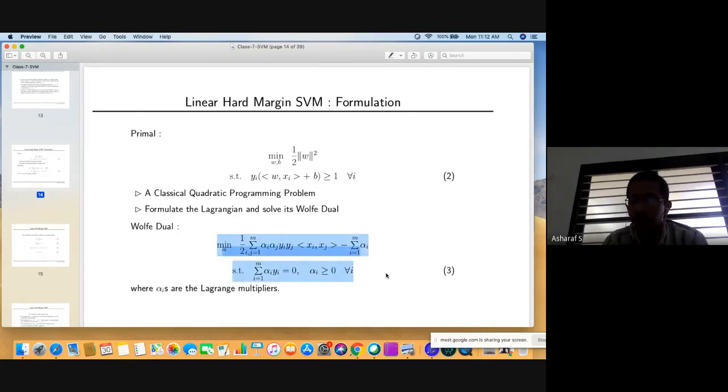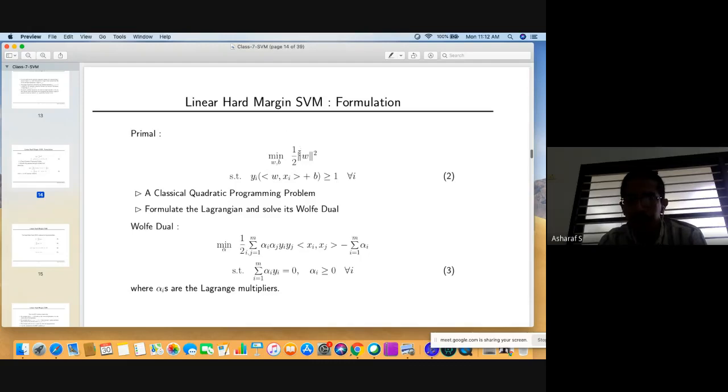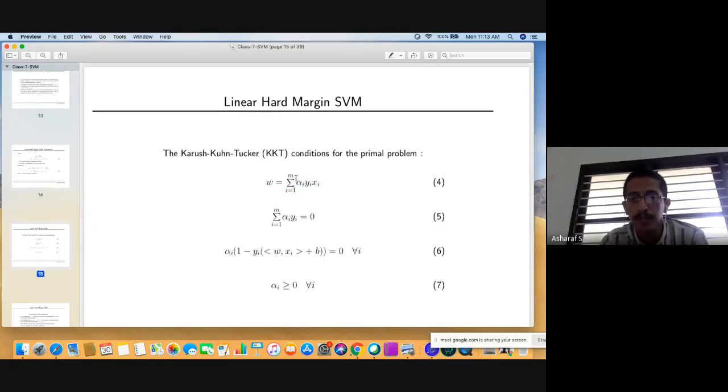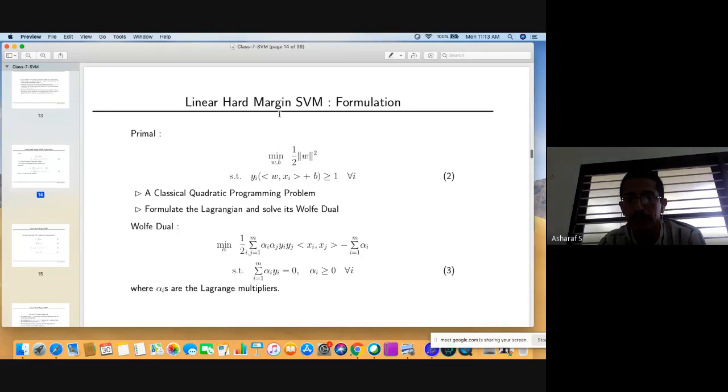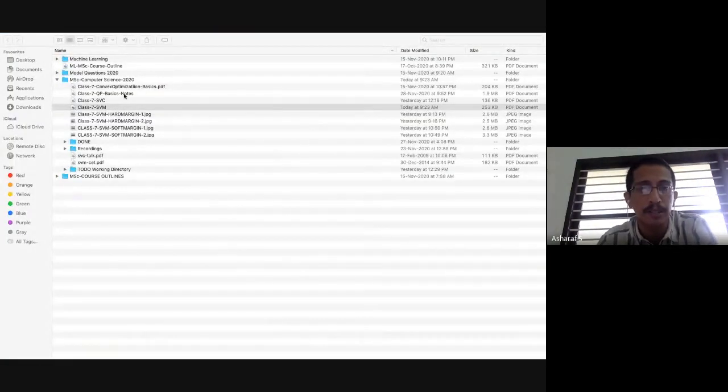And how do I get this problem? I'm keeping this as an exercise for you. I've got the equation for W here: the summation of alpha i yi xi. Norm W squared is W dot W, so I just substitute for W over here. What do I get? The double summation over i, j of alpha i alpha j yi yj xi dot xj. I can just substitute, and my problem reduces to the Wolfe dual problem, the Lagrangian equivalent.